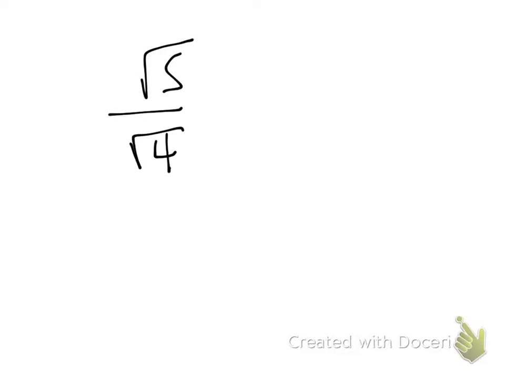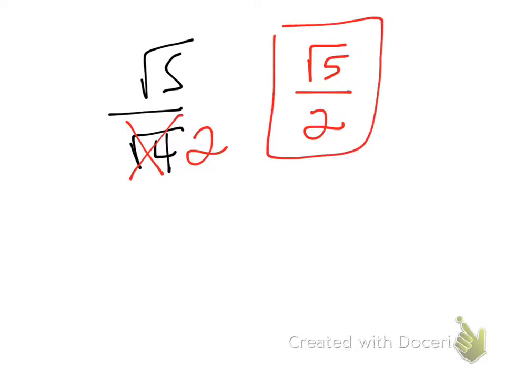Now, there's a couple of things we can do from here. First of all, I could rationalize it. I could multiply this by square root of 4 over square root of 4. But that's more work than I have to do here. Because what is the square root of 4? The square root of 4 is 2. So I have the square root of 5 over 2. And all I need to ask myself now is, does 5 go down anymore? And it doesn't. So that's my answer.